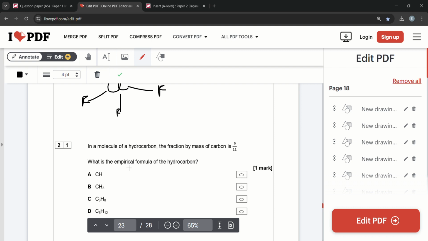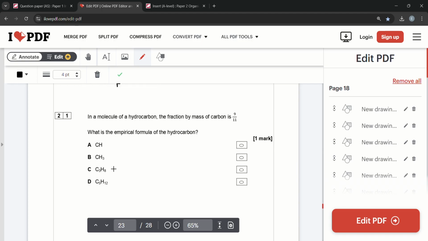21. In a molecule of a hydrocarbon, the fraction by mass of carbon is 9/11. What is the empirical formula of the hydrocarbon? Let's find out the fraction by mass of each of these. Well, fraction by mass of carbon in this case is going to be 12/13. Fraction by mass of carbon in this case, 12/15.